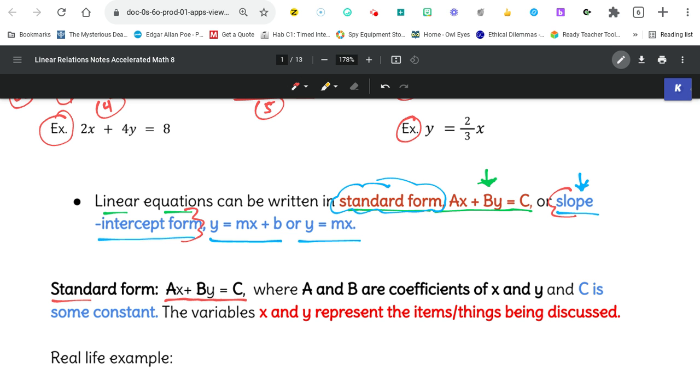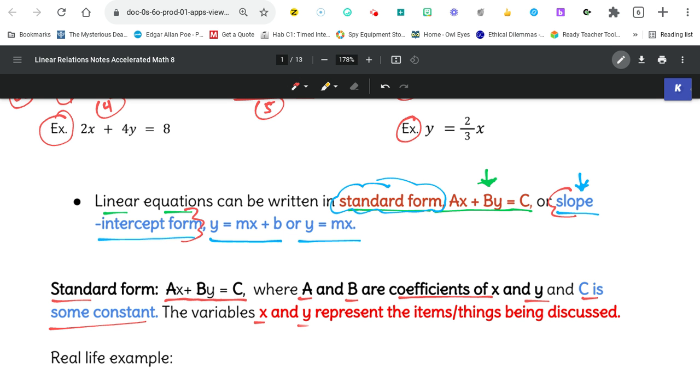So let's talk about what these letters mean. A and B are what we call coefficients of X and Y. Coefficients are the numbers that are stuck to the variable. So you're going to keep your X and your Y, and A and B will be coefficients, just numbers stuck to them, okay? And C is some constant, some regular number. A constant is a regular number. You might want to put that in your notes. Pause the video and write: a constant is a regular number.